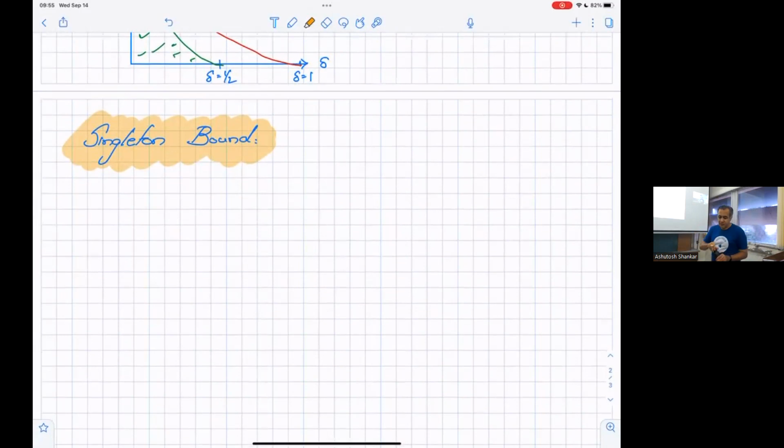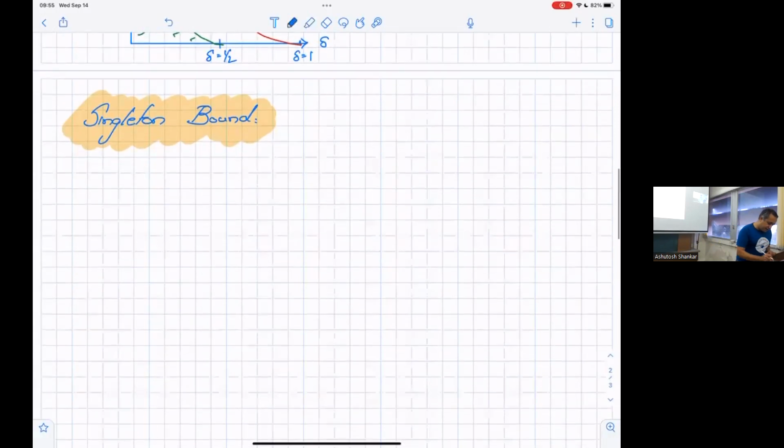What's the Singleton bound? It is going to be an upper bound. It's going to be a terrible bound, worse than every other upper bound we do. Why do we look at it? I'll come to that later. But it's a very clean, nice bound, and of course one of the earliest known bounds. So the Singleton bound is the following.